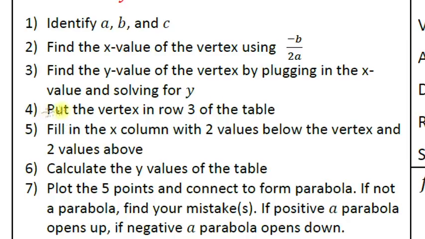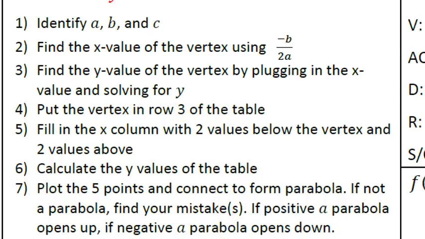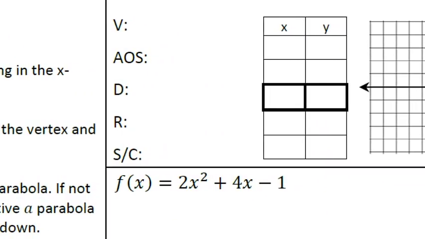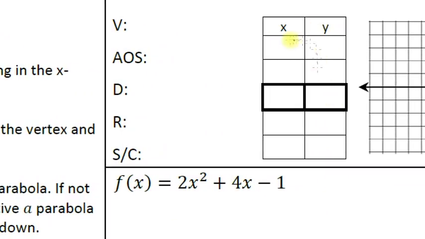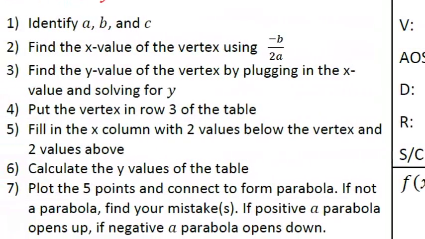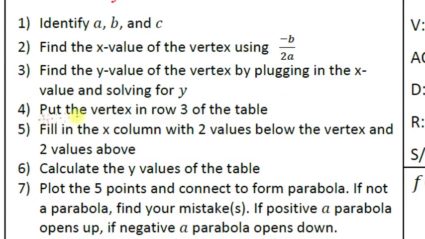Step number four, put the vertex in row 3 of the table. Let me explain that real quick. You're going to see that when you're graphing a standard form quadratic, you're going to make an xy table with 5 spots in it, 5 rows. The vertex is going to go right in the middle of that table. Then step number 5, you're going to fill in the x column with 2 values below the vertex and 2 values above. You'll see how I do that in a moment.